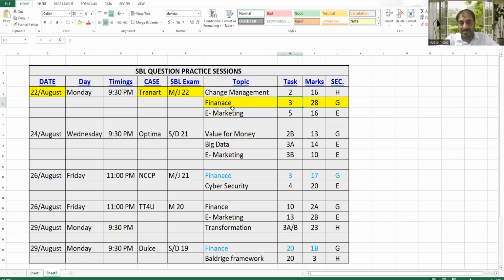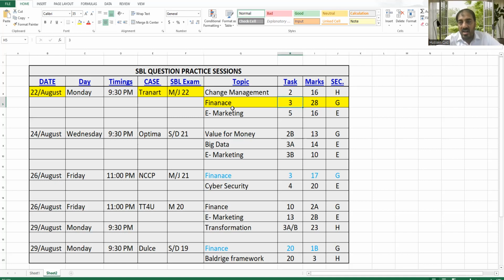Because this examination includes finance 28 marks, change management 16 marks, and e-marketing 16 marks. So first of all, I will focus on finance, the 28 marks. How to handle Task 3 of this case study, where the examiner examined the area of finance.